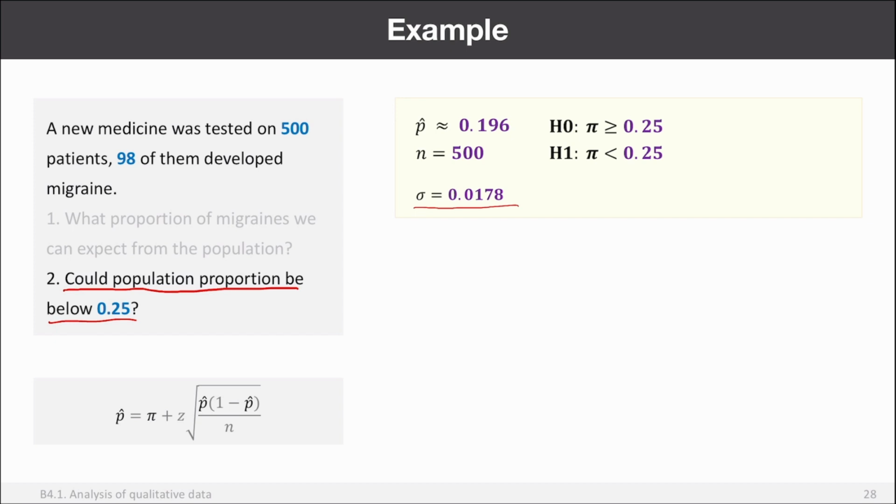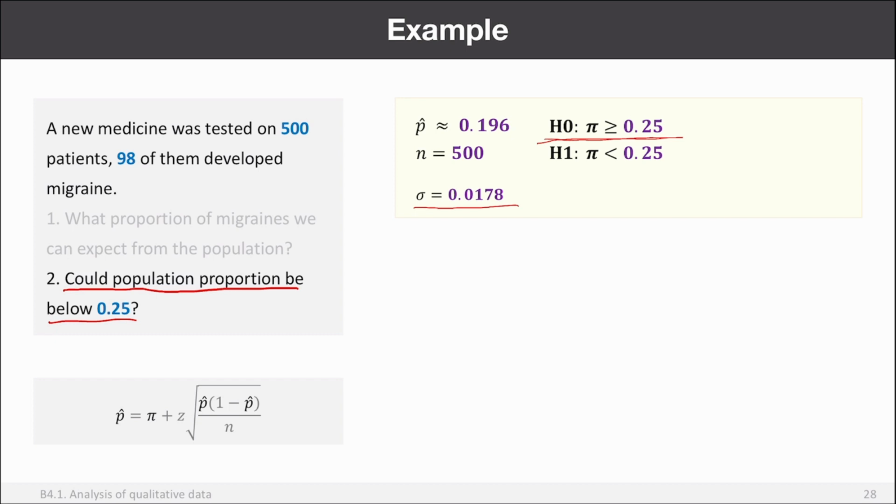And now we can define a null hypothesis. And this is a tricky thing here. Look, the question is if population can be below 0.25. But the null hypothesis we said, it's that the population proportion is above or equal to 0.25. So we have to use some efforts in order to prove, for example, that null hypothesis is wrong, and then in this case we can release the medicine on public, right?